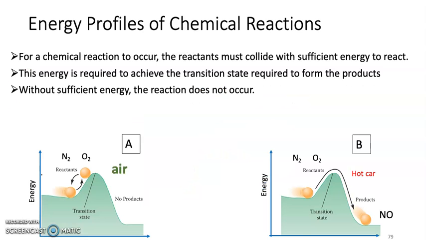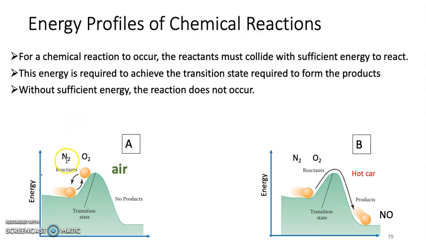Now let's look more deeply into an energy profile of a chemical reaction. For a chemical reaction, the reactants must collide, as we said earlier, with sufficient energy to react. This energy is required to achieve the transition state, required to form the product. Without sufficient energy, the reaction does not occur.